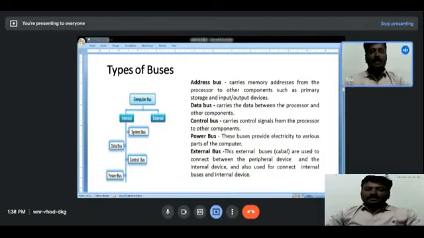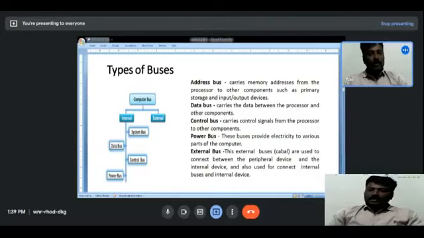As I have already told you, there are different types of buses such as the data bus, address bus, control bus, and in fact power buses and external buses also. The address bus carries memory addresses from one processor, that is the CPU, to other components, for example from the processor to primary storage and input output devices. Next is the data bus. The data bus carries the data between the processor and other components of the computer.